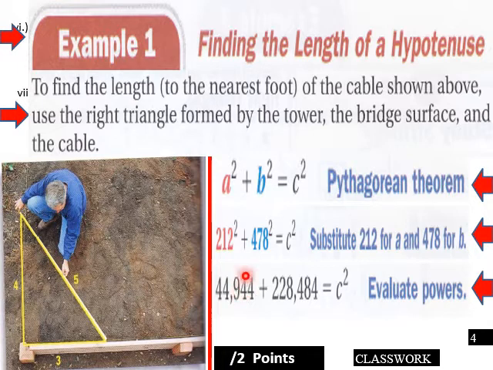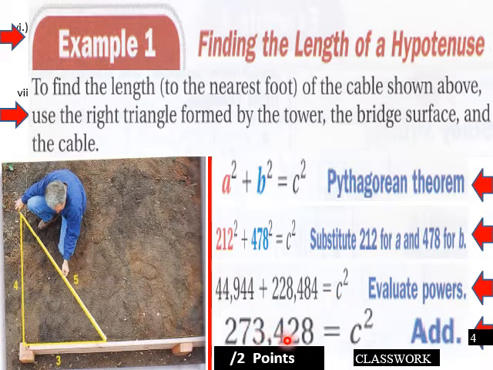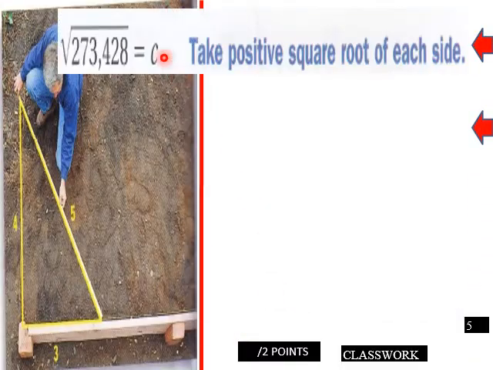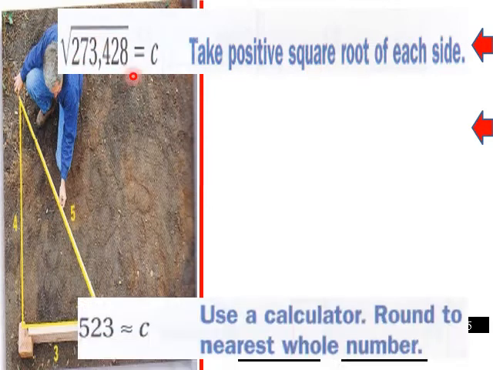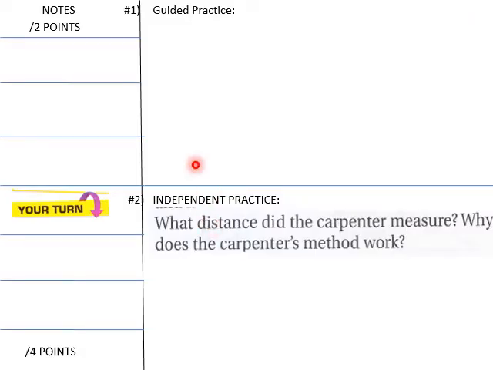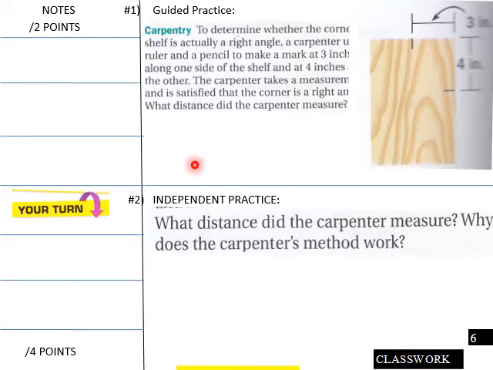Then when we square these, we get these numbers here. So when these are added together, they are what equals the hypotenuse, the square of that. So 273,428 equals C squared. How do we solve that? Well, we take the positive square root of each side, and we get 523 feet equals C. That equals the hypotenuse of that triangle. The length of the cable was that amount there.